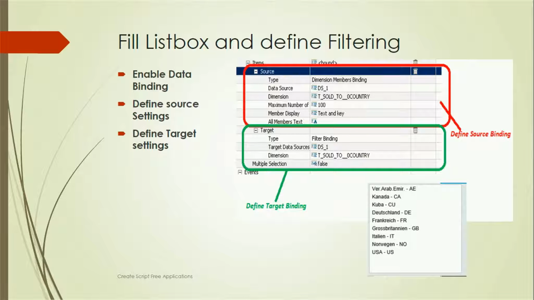Now fill the list box and define filtering. Within the list box we want to assign some data source dimensions. How can we do the same? On source, when we click on that plus icon, this type will give dimensions, members, binding, data source. We can specify the dimension which we want to display in the list box. Suppose this is a list box which we want to display, this is a country name, in some other language I guess. So we can have this dimension assigned to it, and then we can display text and key as a member display.